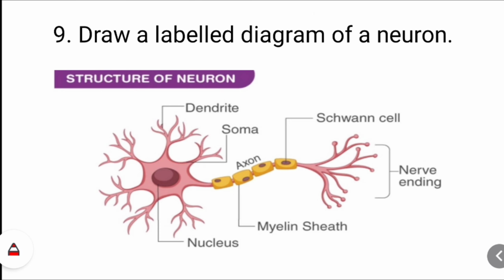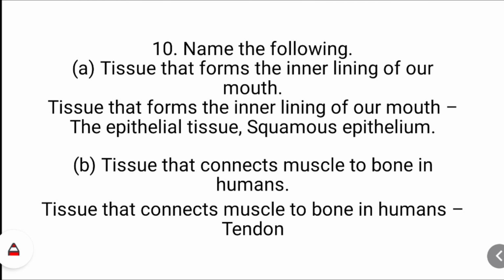Question number 9: Draw a labelled diagram of a neuron. Number 10: Name the following tissue that forms the inner lining of our mouth. The epithelial tissue, squamous epithelium.